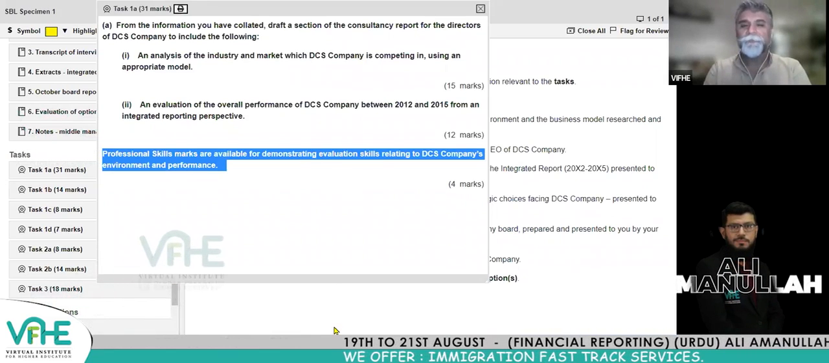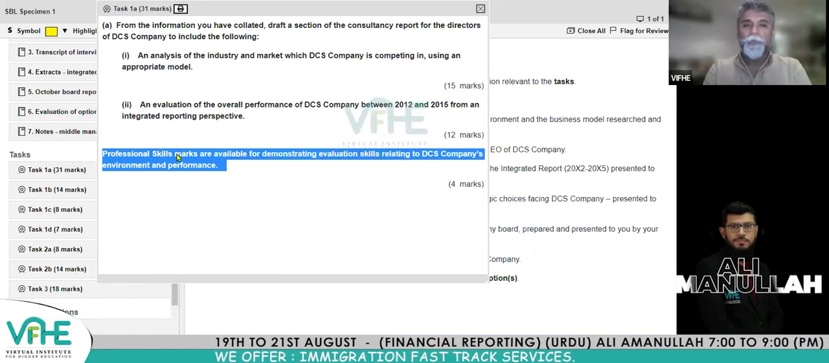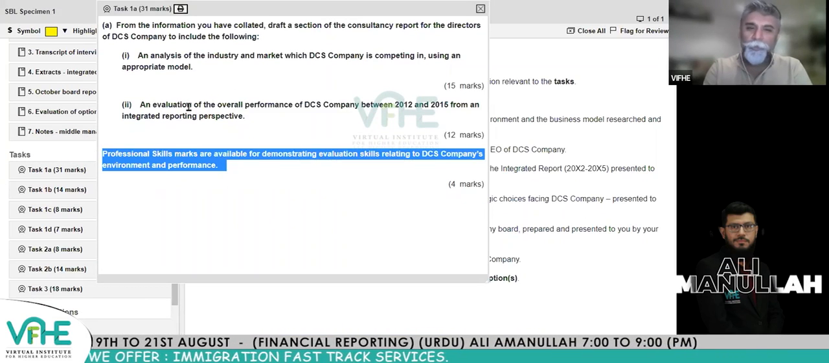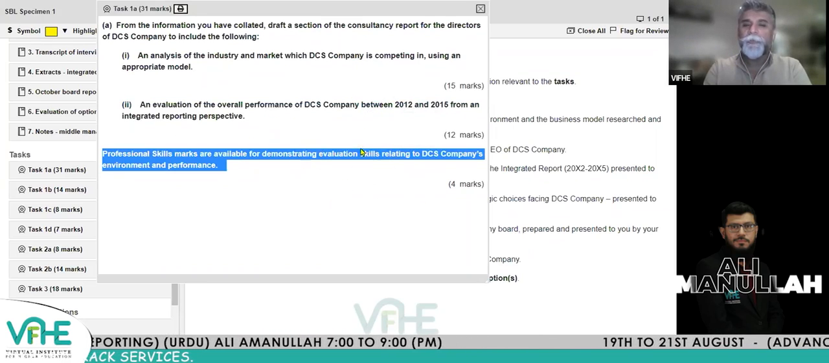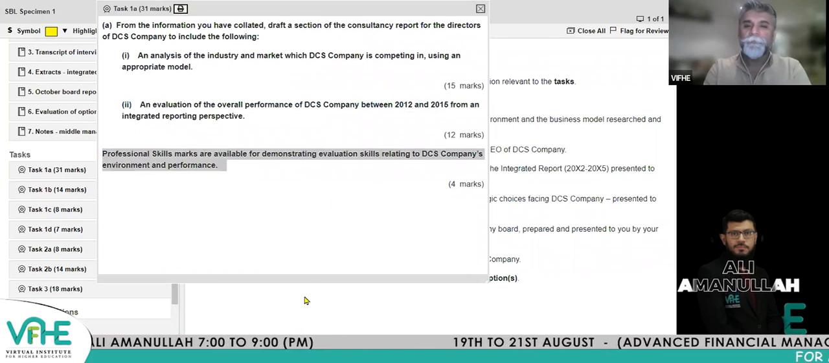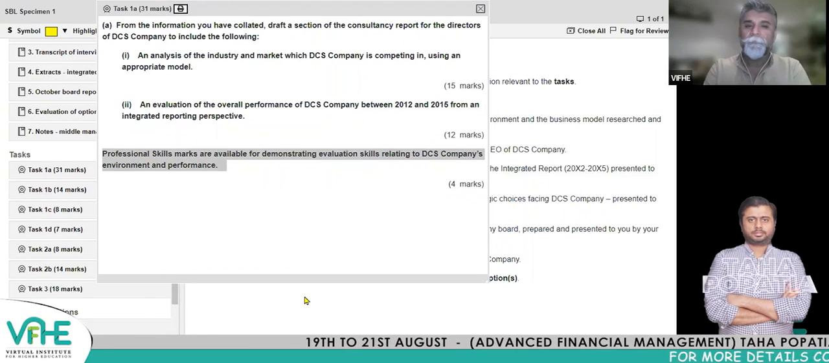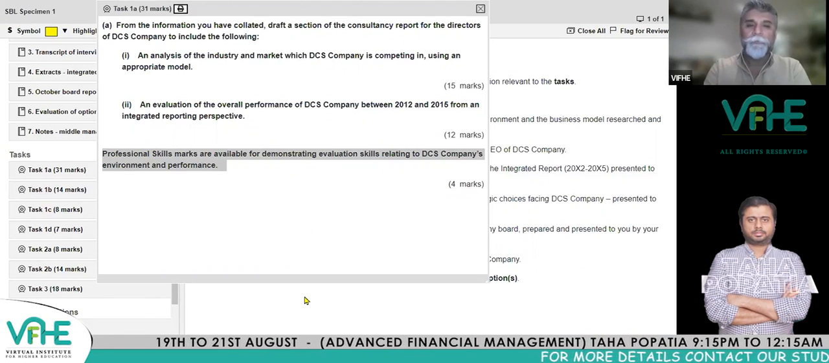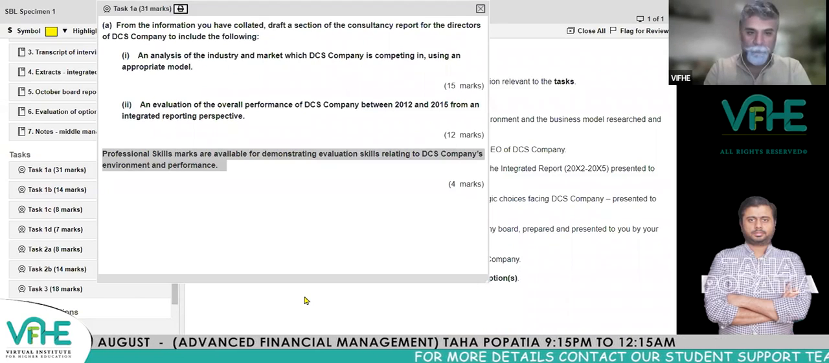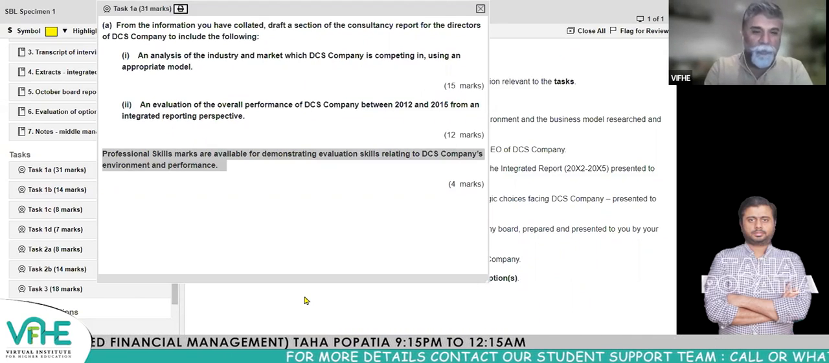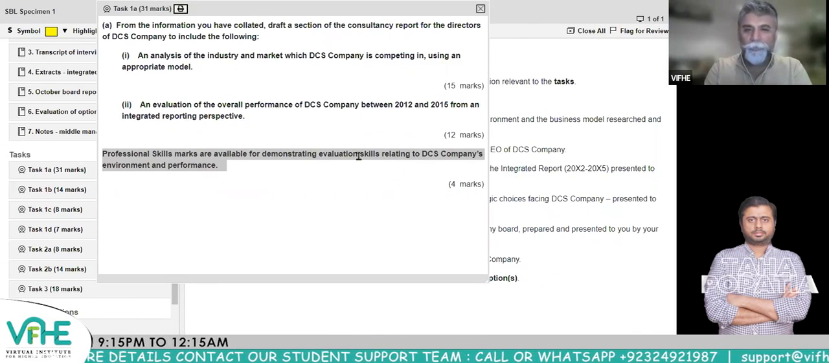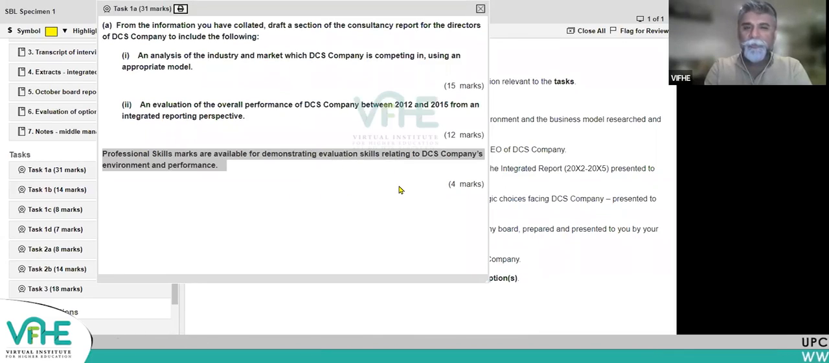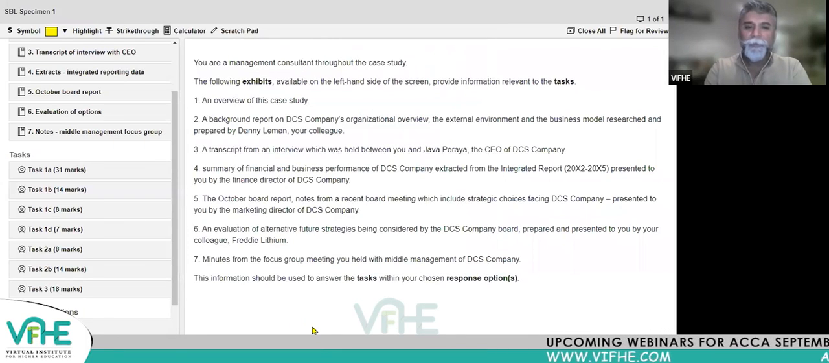Is this clear now? Don't mix these two. Here you can do whatever you want, but for professional skills, you have to follow this one, evaluation. Yusuf, are you clear now? Sir, for A1, should we use the same evaluation? Of course, in A1 also, you need to show evaluation skill, the pros and cons. Yusuf, are you clear now?